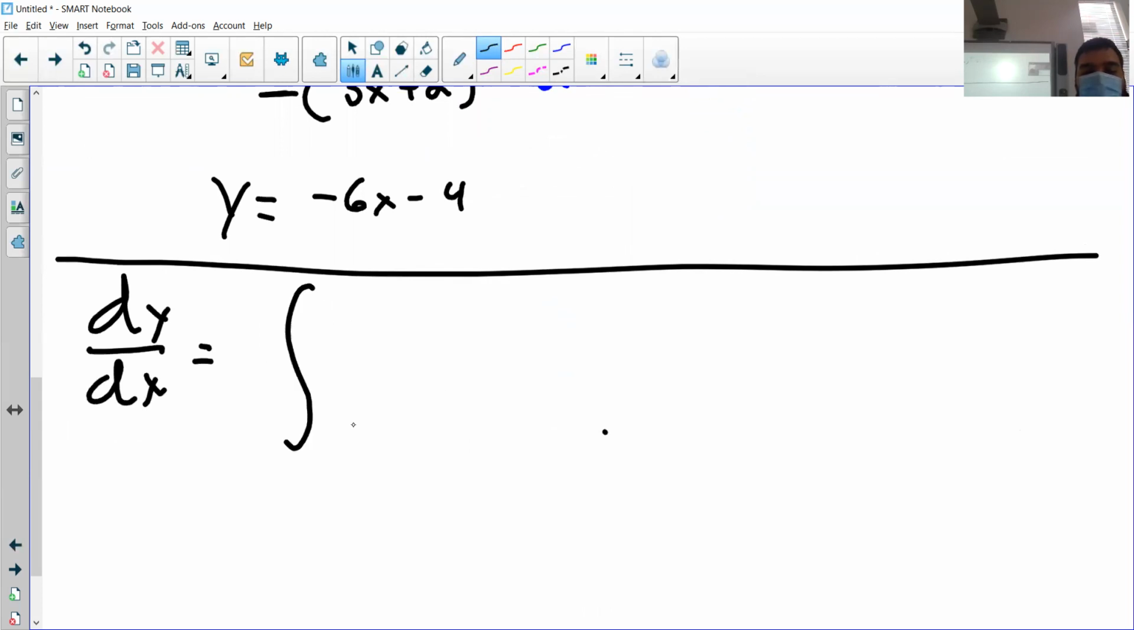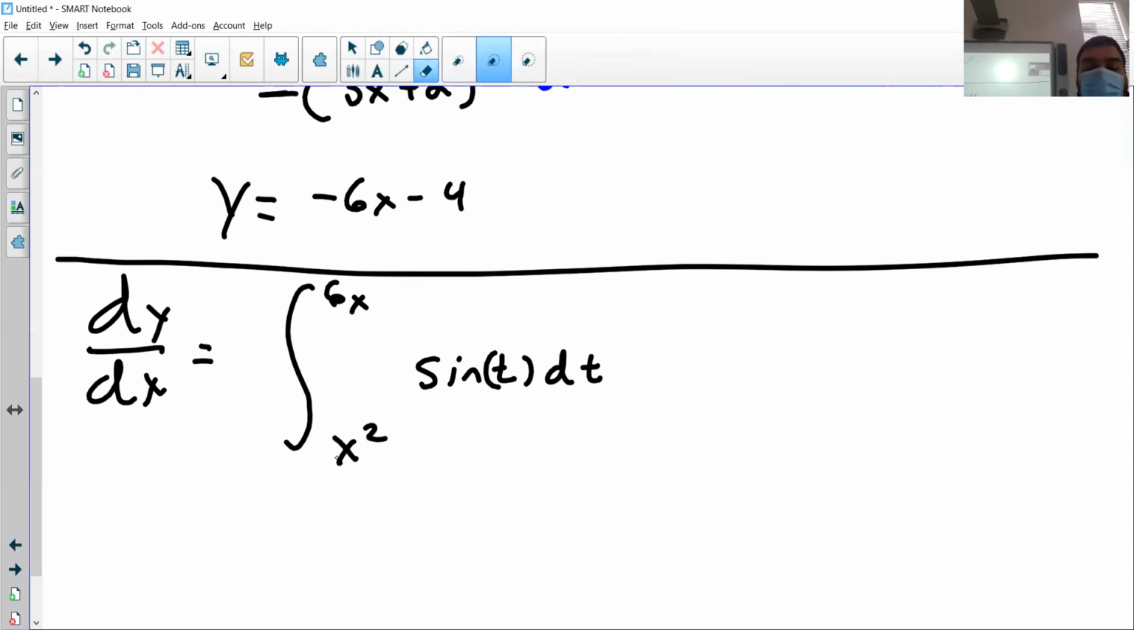dy/dx equals the integral. Let's do x squared on the bottom and 6x on top. Does it matter where the variable is? We have an x on the bottom, but we need the variables to be on the top. When there's a number on the bottom, we don't care, but there's a variable on the bottom, so we have to do something special about that. So, sine t dt.